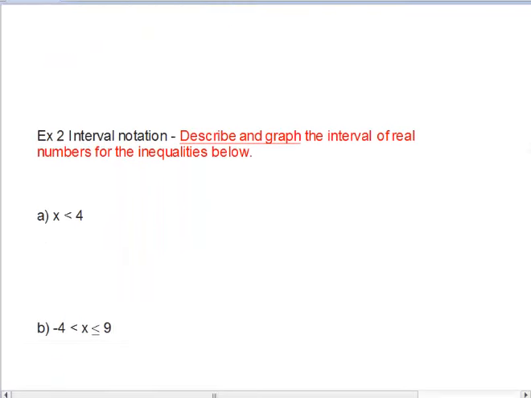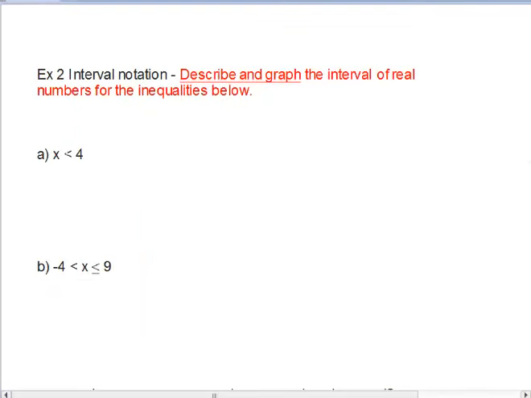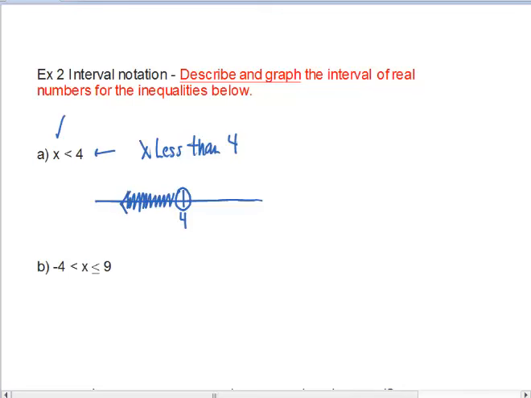Moving along, we want to talk about interval notation. And one of the things we're going to do in class tomorrow is work with a whole variety of problems where we describe and graph an interval given by an inequality. So let's first describe this. This is saying x is less than the number 4. So the way we describe this on a number line is we would put the number 4, draw a circle on it, and shade to the left indicating less than 4.